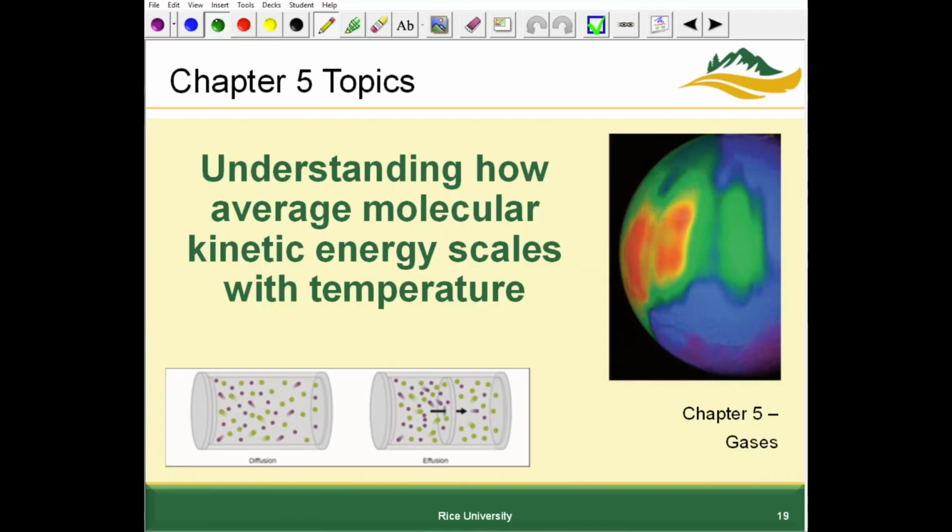Now the last topic in chapter 5 is understanding how average molecular kinetic energy scales with temperature. Kinetic energy, sometimes denoted as KE: as the temperature increases for gases, or for any substances really, molecules and atoms are moving around more. Kinetic energy is a measure of energy in motion. So as temperature is increasing, the kinetic energy, or the movement of gas molecules, will also increase. Let's see how this applies to a practice problem we can solve.